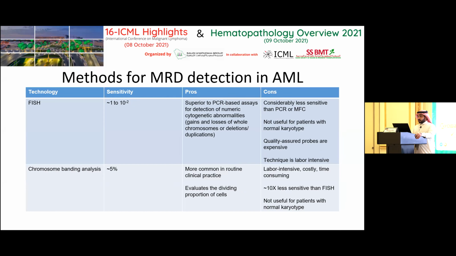Quality assurance probes are expensive. The technique needs to be labor intensive. A chromosome or conventional karyotype has a sensitivity of 5% and is more common in routine clinical practice. It evaluates the dividing proportion of the cells, but is also costly and time consuming. The sensitivity is less than FISH and it is not useful for the patient with the normal karyotype.